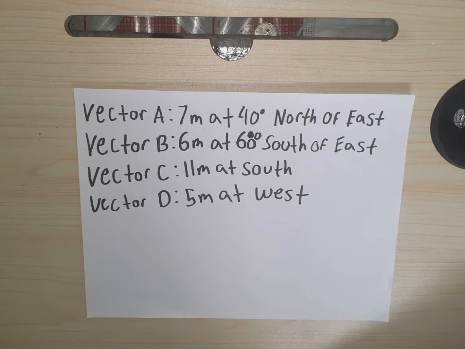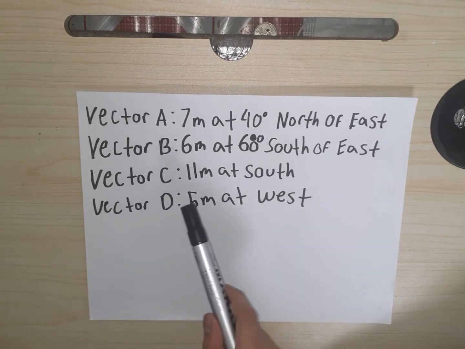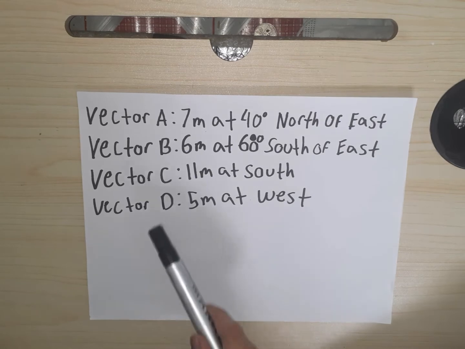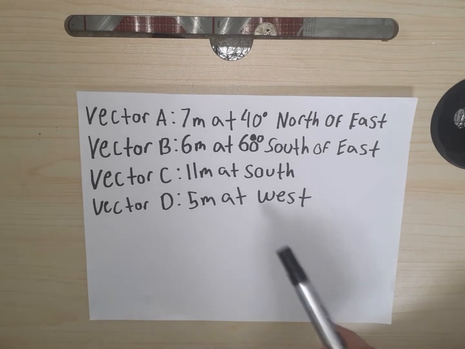Our topic for today is about resultant vector using the component method. Here is our given vector. Vector A, 7 meters at 40 degrees north of east. Vector B, 6 meters at 60 degrees south of east. Vector C, 11 meters south. Vector D, 5 meters west.